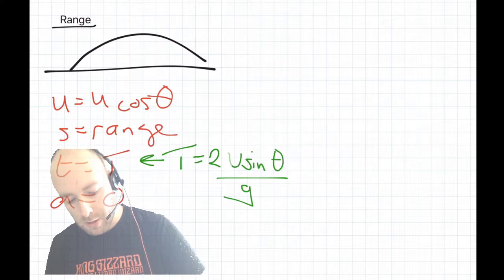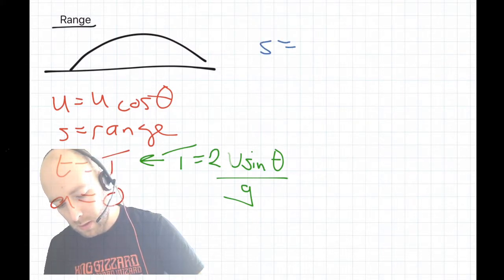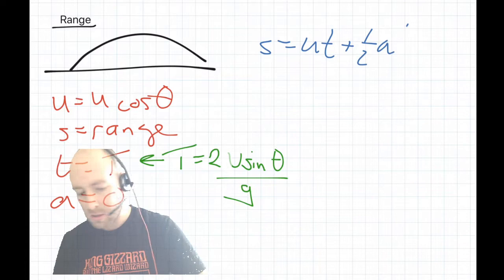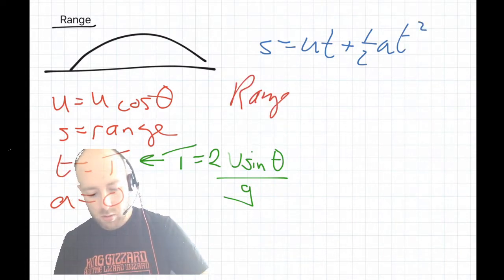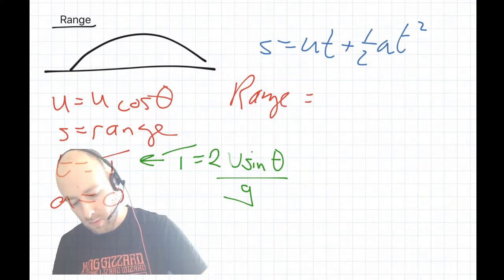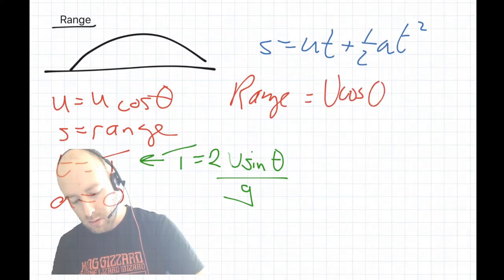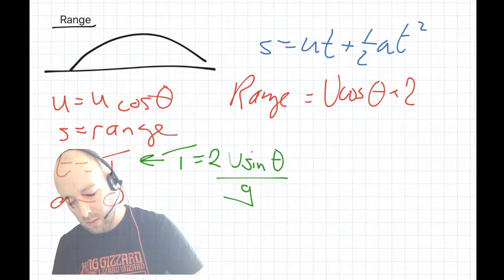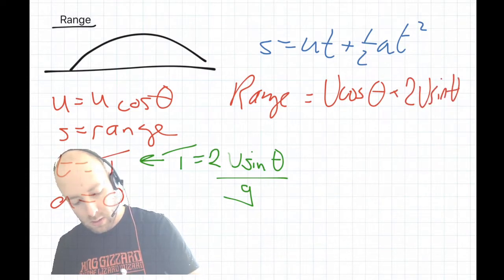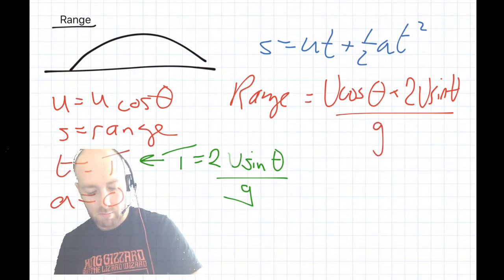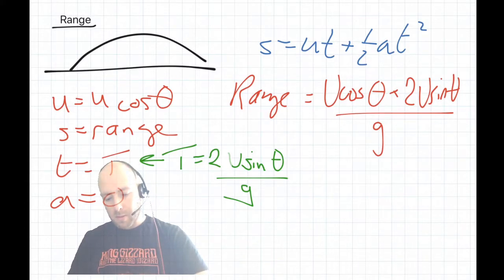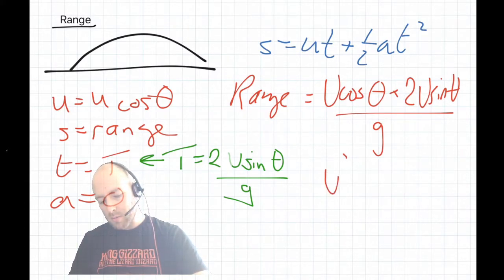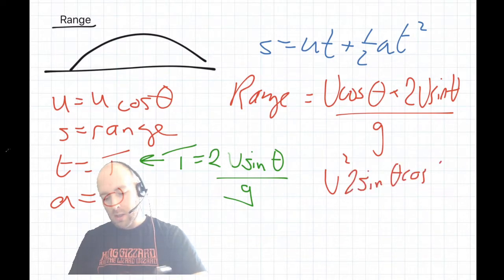Alright, so we're going to use that same equation again. s equals ut plus half at squared. So we get the range equals u cos theta times 2u sine theta over g. So we get that. If I simplify that, that becomes u squared times 2 sine theta cos theta over g.